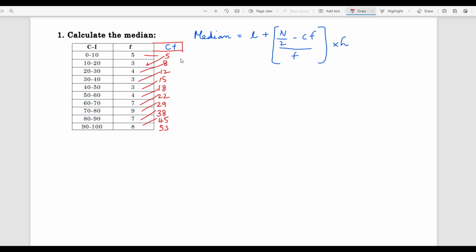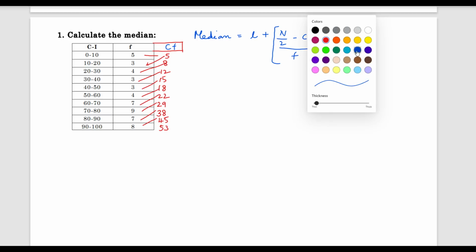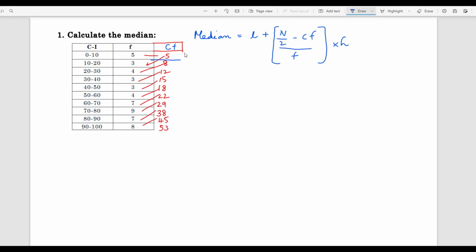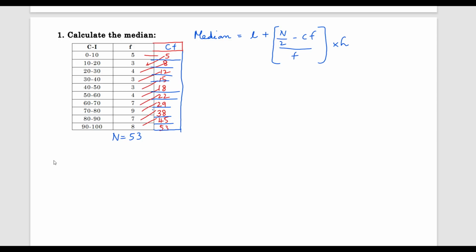Now, what is the first step? The first step is to find out the cumulative frequency column. Now what is the value of N? N is 53, that is the total observation. If you add all the f, you get 53. So N equals 53. Median equals L plus (N by 2 minus CF) by F into H.